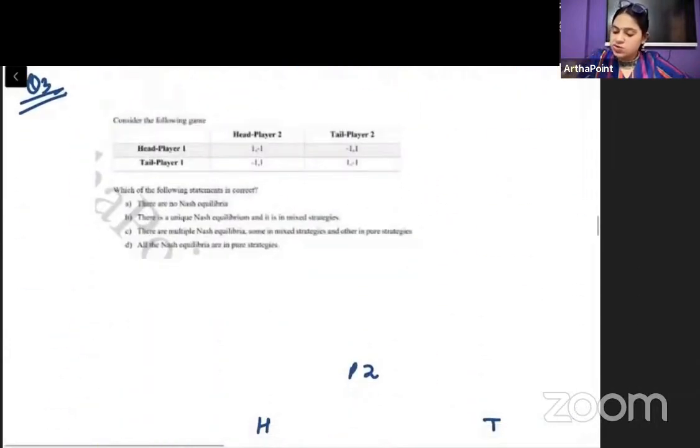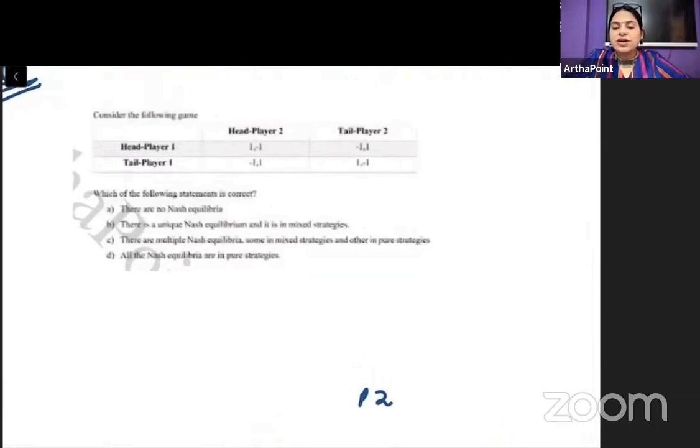Okay, come to the next one. So this is pretty simple. If you see, this is the constant sum game.